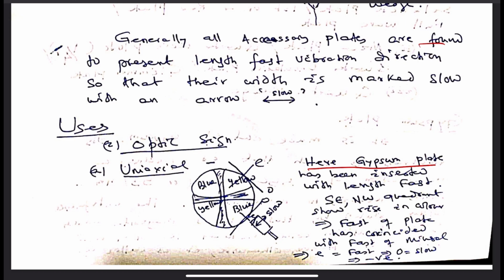So what happens here? Let us see. So this is the slow direction. Slow is parallel to the width, and in this condition it is being pushed along the southeast quadrant.